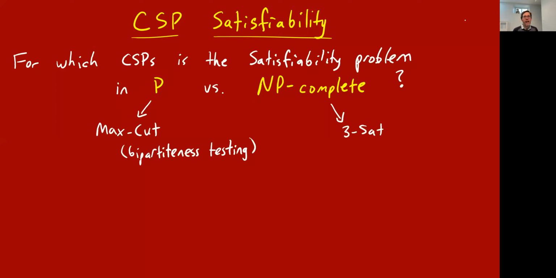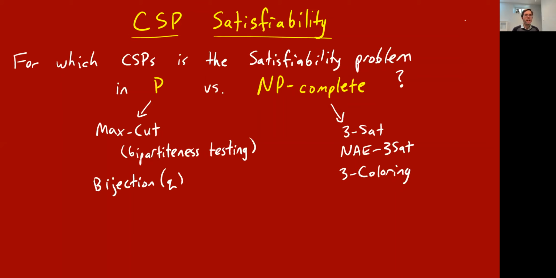On the other hand, 3SAT is the most famous NP complete problem. I give you a 3 CNF, I ask if it's satisfiable or not, that's NP complete. This not-all-equal 3SAT problem is also NP complete. The 3 coloring problem is NP complete. So sometimes CSP satisfiability is NP complete, but sometimes it's in P. So in fact, this bijection problem I mentioned is in P. Deciding if an instance is satisfiable is in P. And the reason is basically some kind of propagation algorithm. This actually includes an algorithm for max cut, because max cut is a special case of this bijection problem.